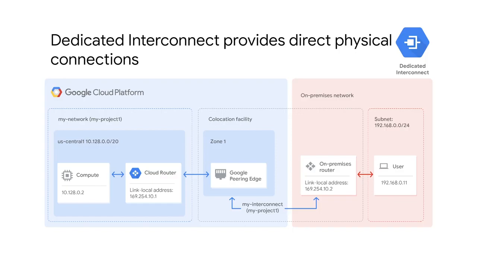and vice versa. Dedicated Interconnect can be configured to offer a 99.9% or a 99.99% uptime SLA. See the Dedicated Interconnect documentation for details on how to achieve these SLAs.